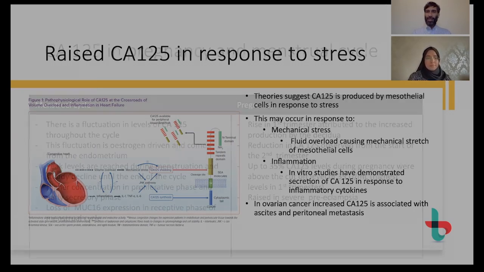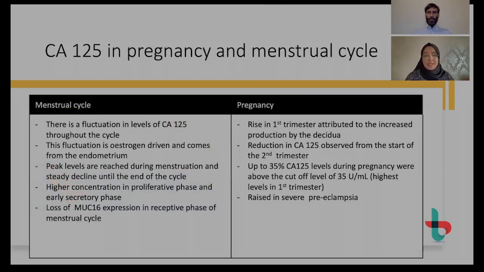That's very interesting. So now that we've discussed the rise of CA125 in response to stress, it's important that we look at it in the context of physiological changes such as pregnancy and in the menstrual cycle. So in the menstrual cycle, there is an observed fluctuation of CA125 throughout the cycle, and this fluctuation has been attributed to estrogen, and it comes from the endometrium.